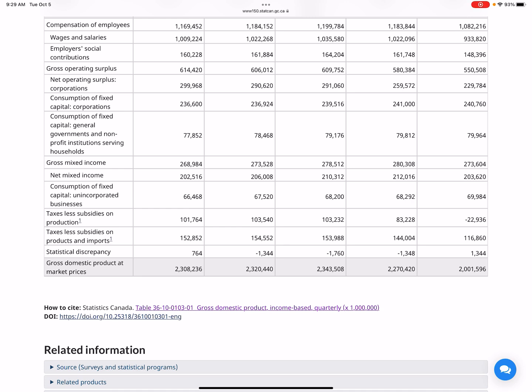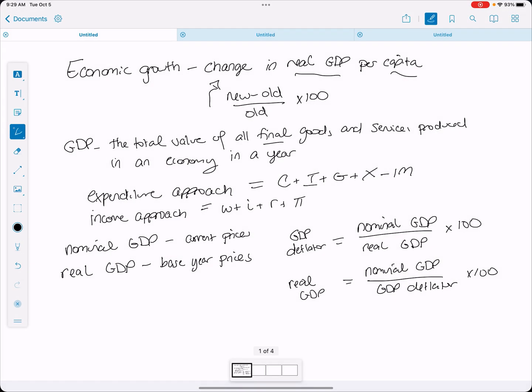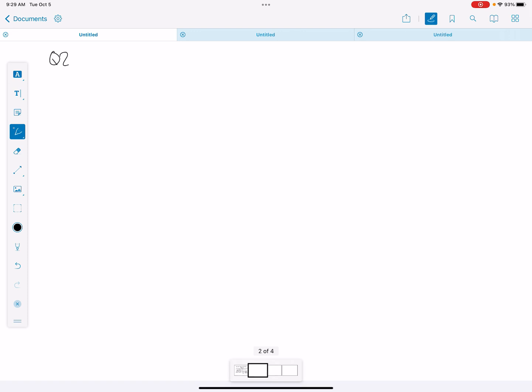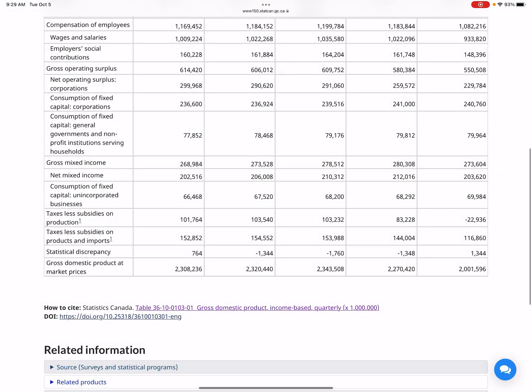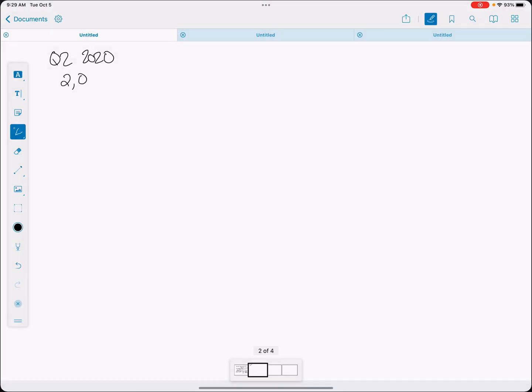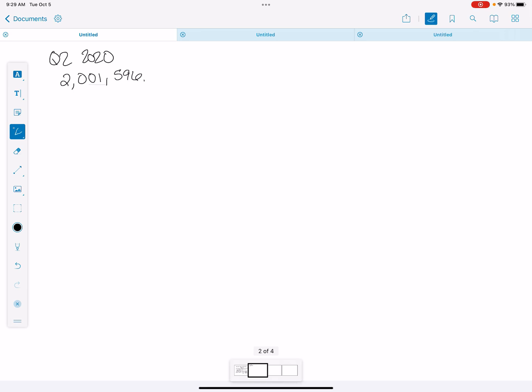So we have Q2 2020, 2001596. I'm just going to go back to our notes and start a new page. Q2 2020, and that number for nominal GDP was 2001596, and we have to add our 6 zeros. When we look at this number, the first comma tells us thousand, the second comma tells us million, the third tells us billion, and the last one tells us trillion. So you can see here our nominal GDP is 2 trillion.